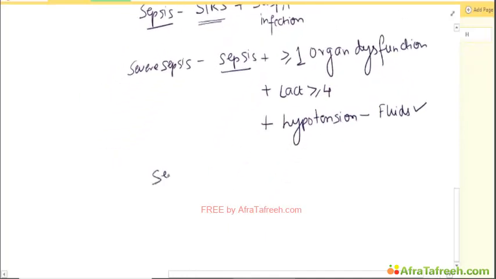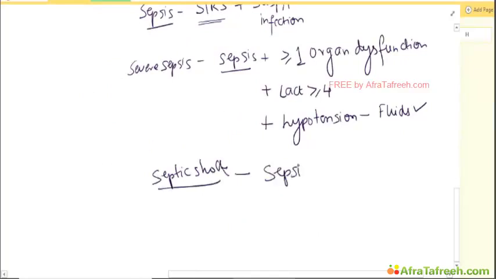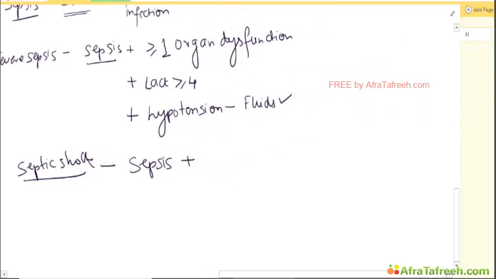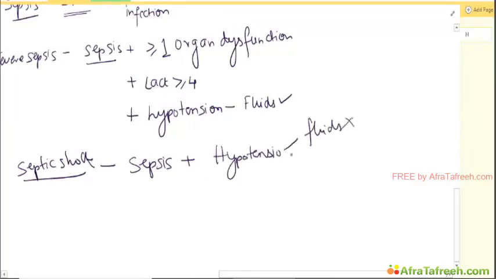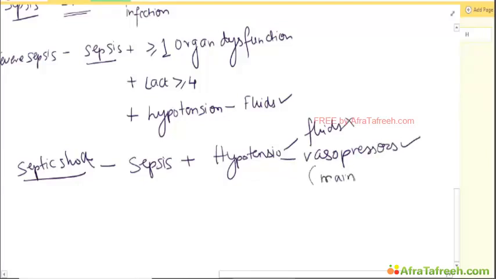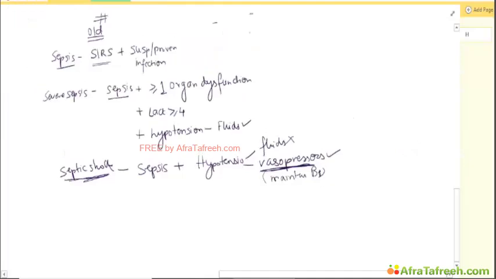And septic shock. The classic definition of septic shock was sepsis plus hypotension not responding to fluids or needing vasopressors for maintaining the MAP, maintaining blood pressures. So the need for vasopressors used to define septic shock in the previous definition.